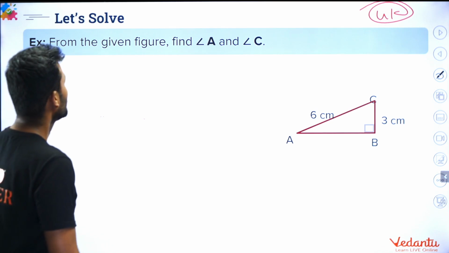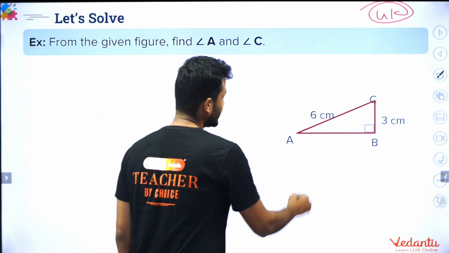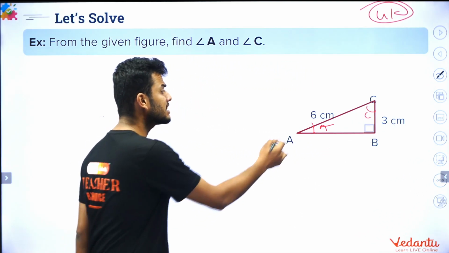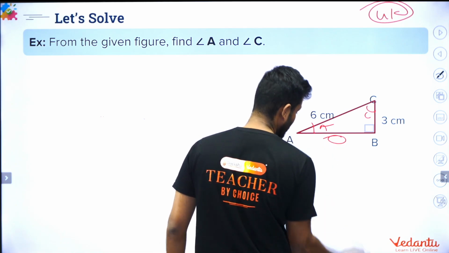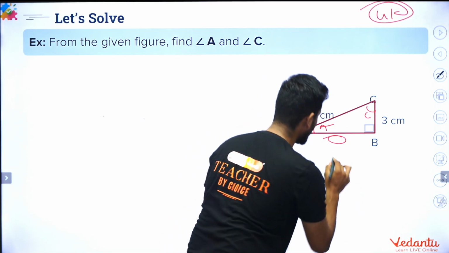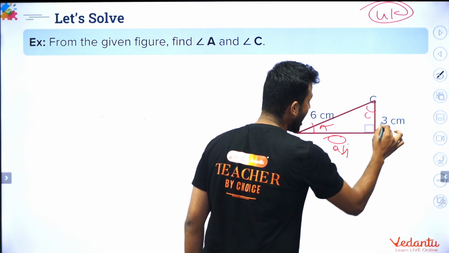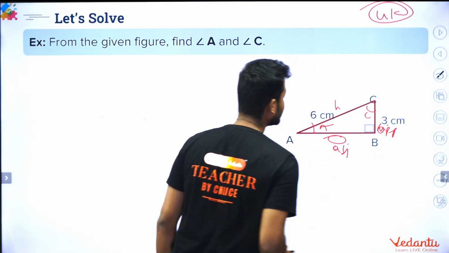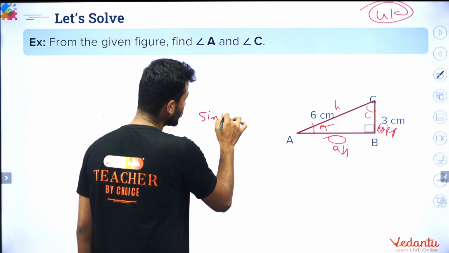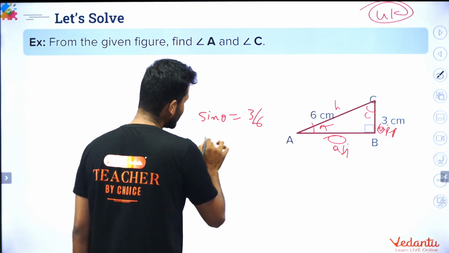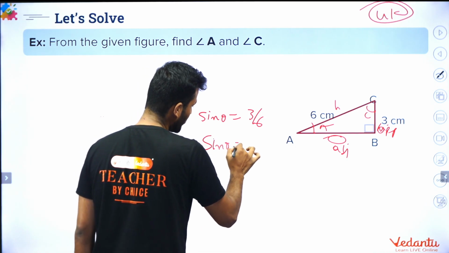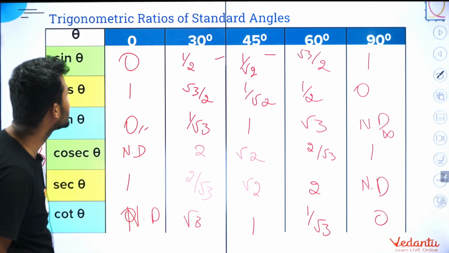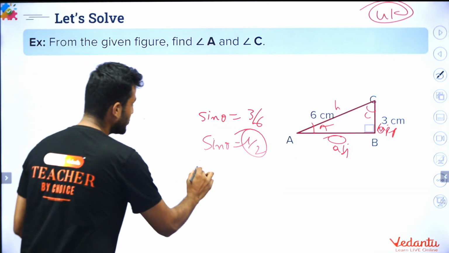Here, what is the question? From the figure, find angle A, angle C. We need to find out angle A and angle C. Okay, let's take angle A. What is the value of this? This value becomes adjacent. This value becomes hypotenuse. Hypotenuse, adjacent, opposite. What is sine theta? Sine theta is equal to 3 by 6. Then sine theta is equal to 1 by 2. Where do we get the 1 by 2 value? At 30 degrees. Then angle A becomes 30 degrees.